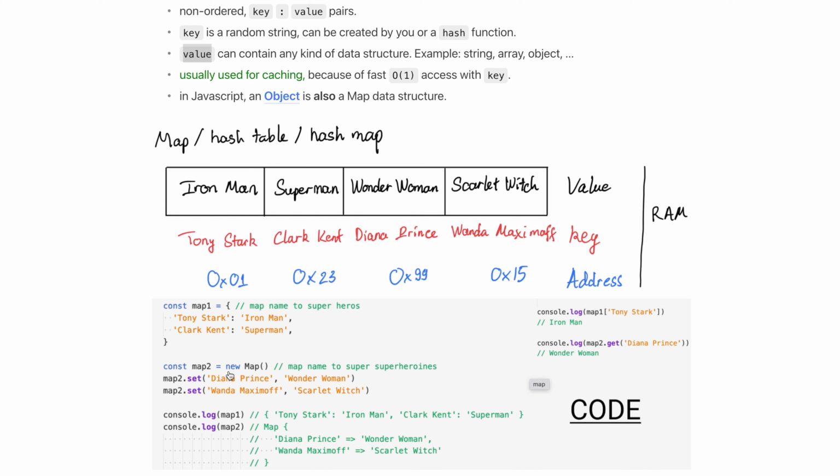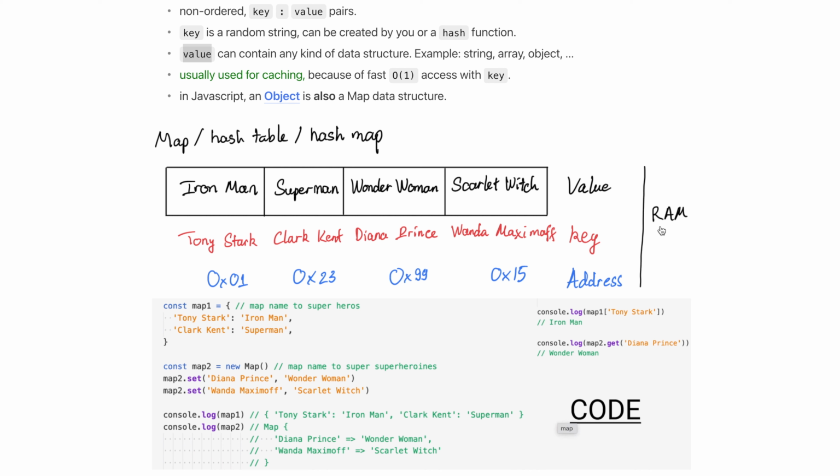JavaScript also gives me another way to create a map. Here I have map 2, created using map class. To add data in the map, I use the set method. For this line, I'm mapping Diana Prince to Wonder Woman, and the second line I'm mapping Wanda Maximoff to Scarlet Witch. And just like the previous map 1, if I want to know the superheroine name of Diana Prince, I can give the key Diana Prince to the get method, and it will give me Wonder Woman. That is how map works in your code.